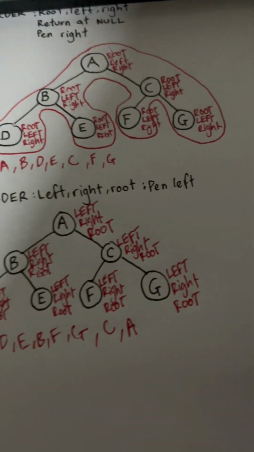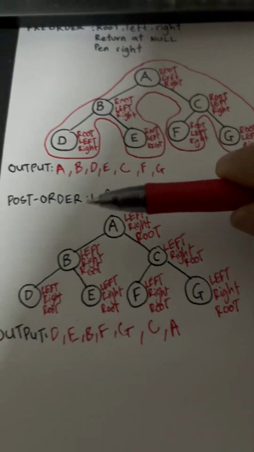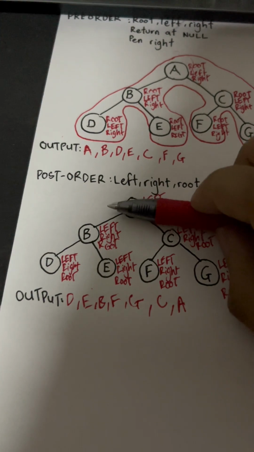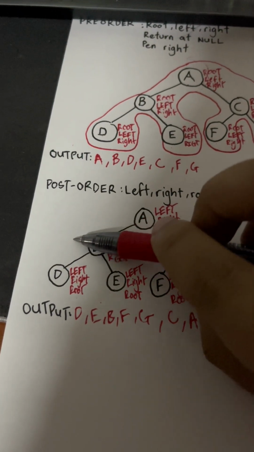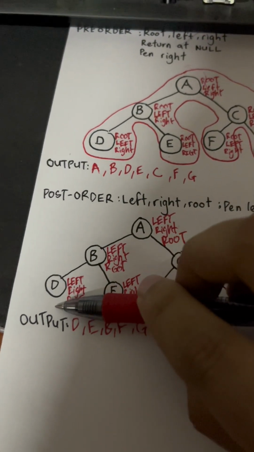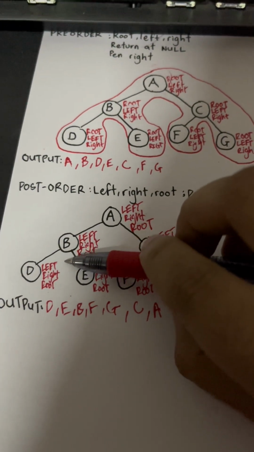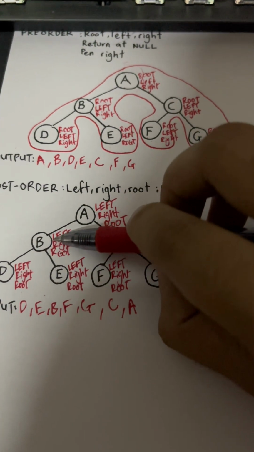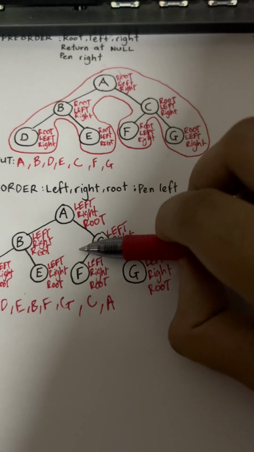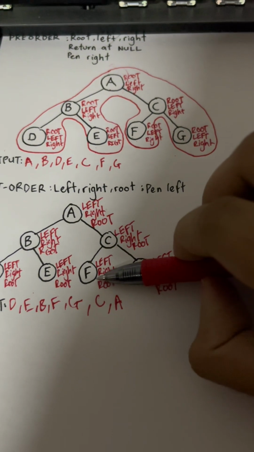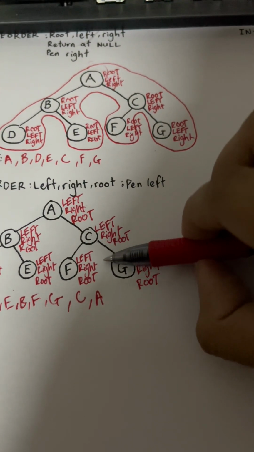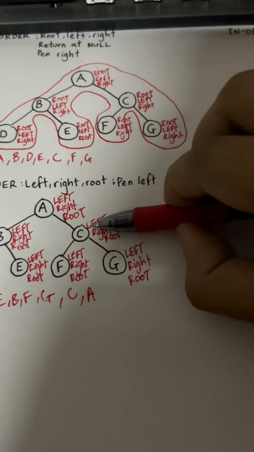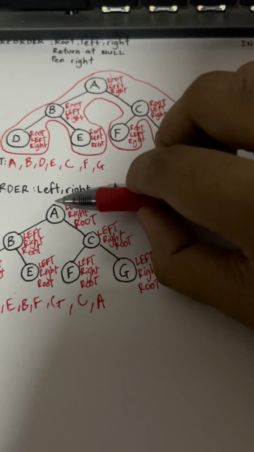Okay, the shortcut for this is point your pen towards the left. So point towards the left, and in the same way trace around the branch. So let us trace. Okay, pointing to nothing, nothing, nothing, trace around D. Nothing, nothing, nothing, trace around E, B, go, go, go, go, go, trace around F, G, C, A, and we are done.